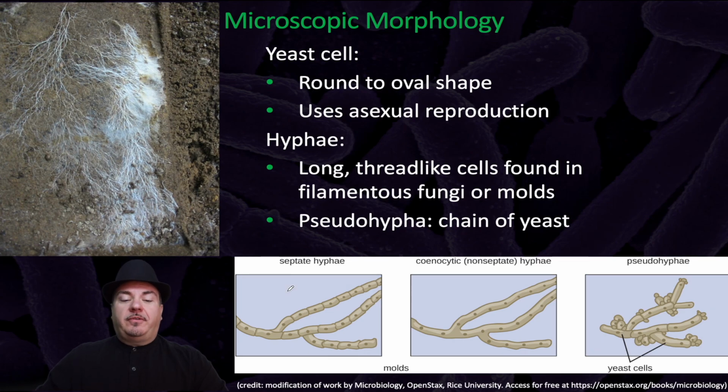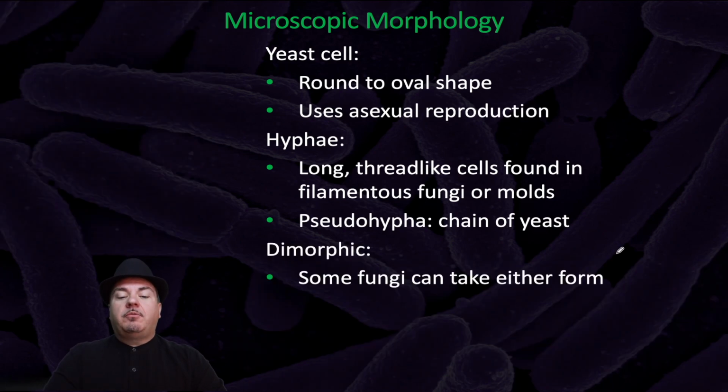So we can see examples here of hyphae that have septates, which are the divisions between them, hyphae which are non-septated, so they don't have the divisions between them, and pseudohyphae, which are actually yeast cells, but they form long chains. And then we can have dimorphic, which is some fungi can take either form, the yeast individual cell form or the hyphae form.